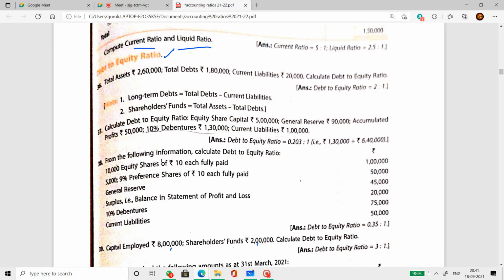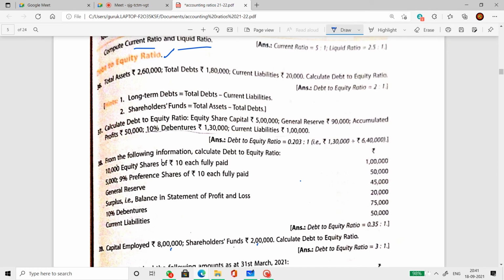Question number 36. The total asset is 2,60,000. Total debts is 1,80,000. Current liability is 20,000. Calculate debt to equity ratio. What is debt to equity? Long-term debts divided by shareholders fund.